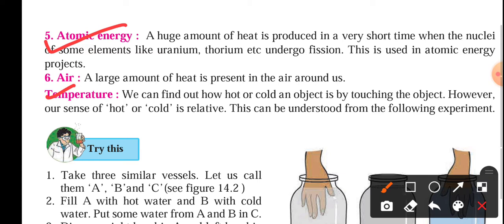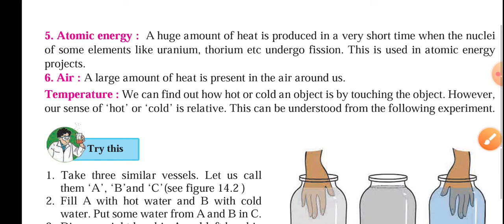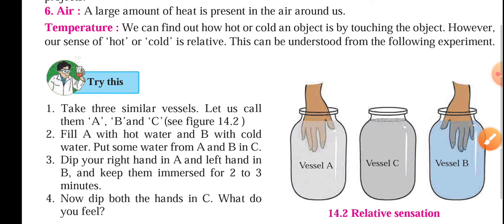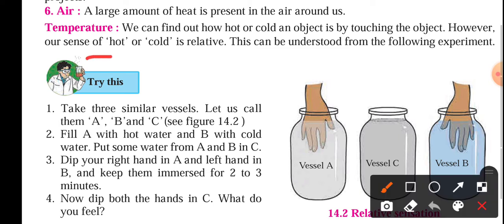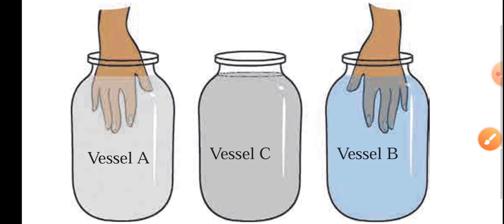And the next concept we have to study is temperature. We can find out how cold or how hot a particular object is by touching the object. However, our sense of hot or cold is relative. What does it mean? For that, they have taken one experiment over here. Let's discuss this particular experiment.